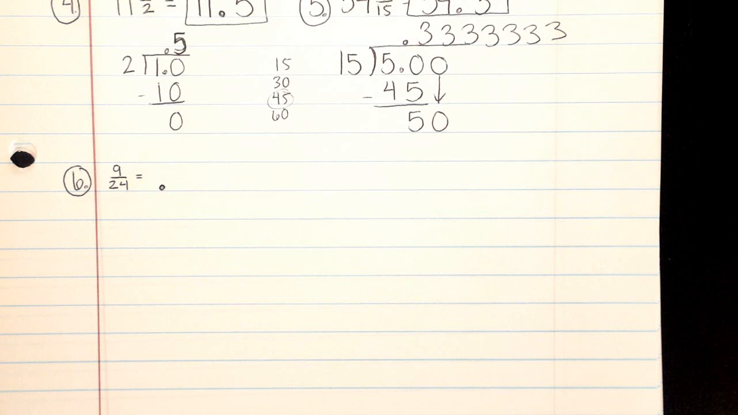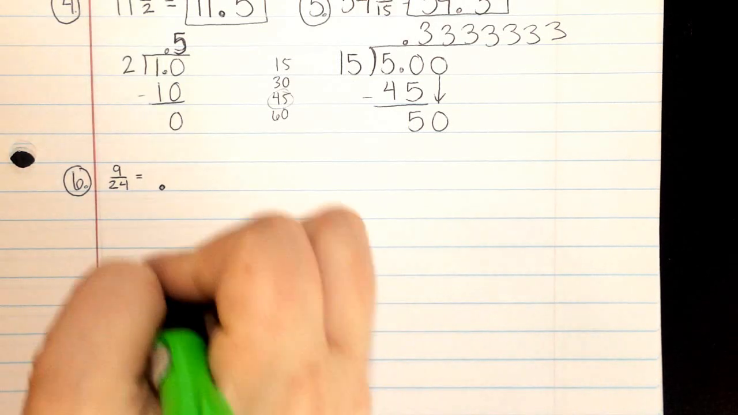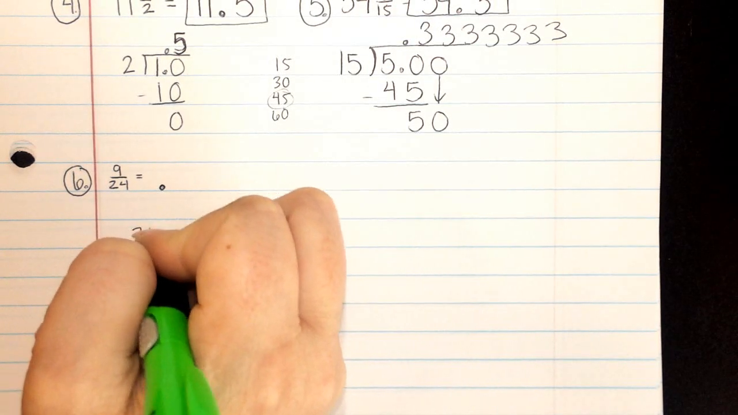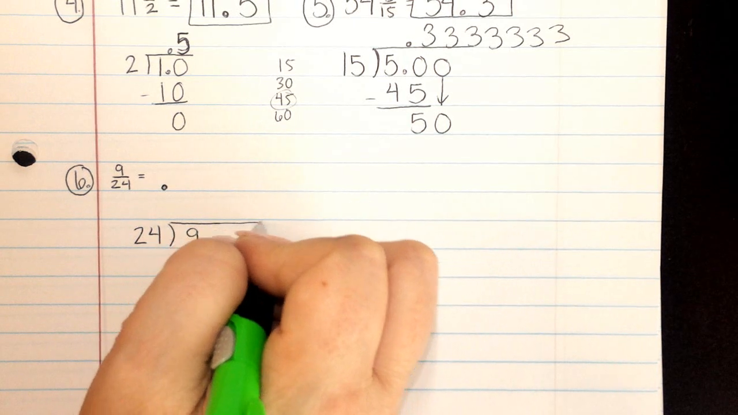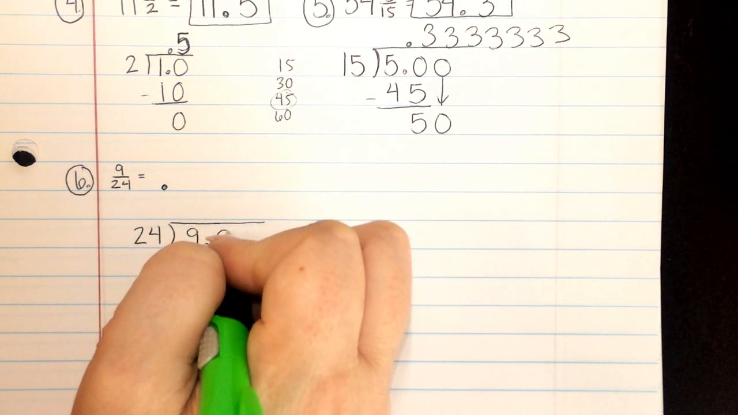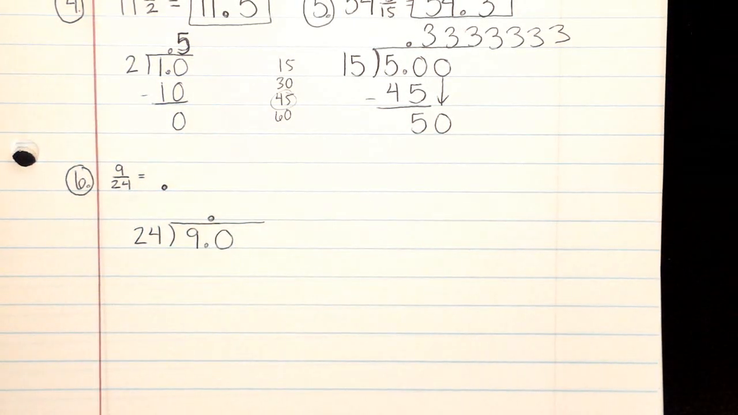So what am I going to do to set this up? Braden, what am I going to be doing here? 24 at the door. Very good. 9 inside. Perfect job. Okay. All right, and we know that 24 can't go into 9, so I'm going to go ahead and add my decimal and 0 and raise it to the root.